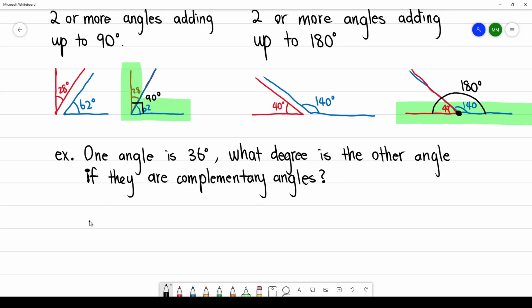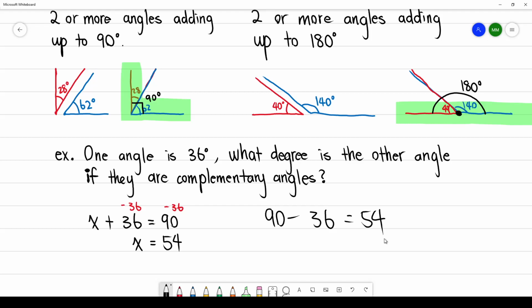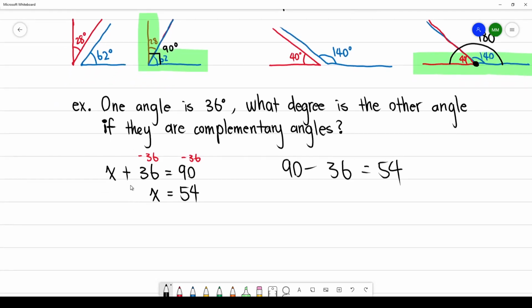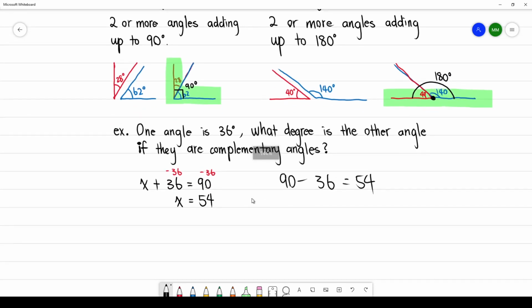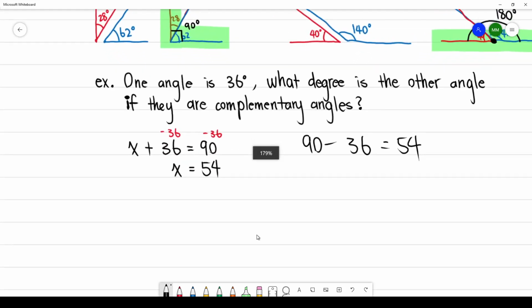But then of course you can set up an equation. 90, depends on what you like. If you want, you can set up the equation. Or you can just say 90 minus 36 is 54. It's almost like an overkill to set up equations, but then sometimes when you get to more complicated problems, you actually kind of have to. But we'll look into that later.